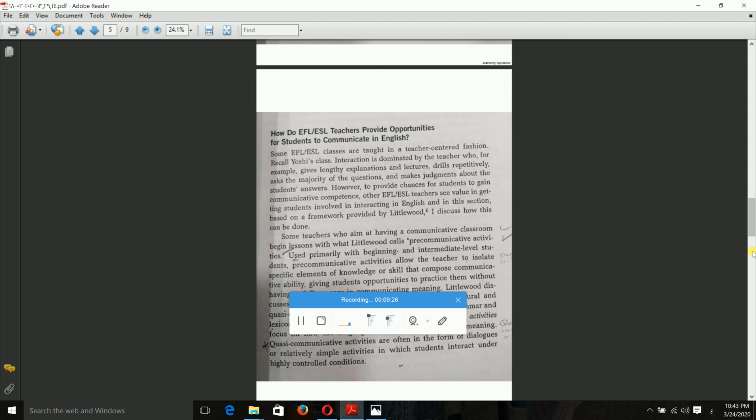paragraph 2, okay, which begins with some teachers who aim at having a communicative classroom begins lessons with what Littlewood calls pre-communicative activities. Pre-communicative activities, okay, is a very important principle in teaching English in a classroom.